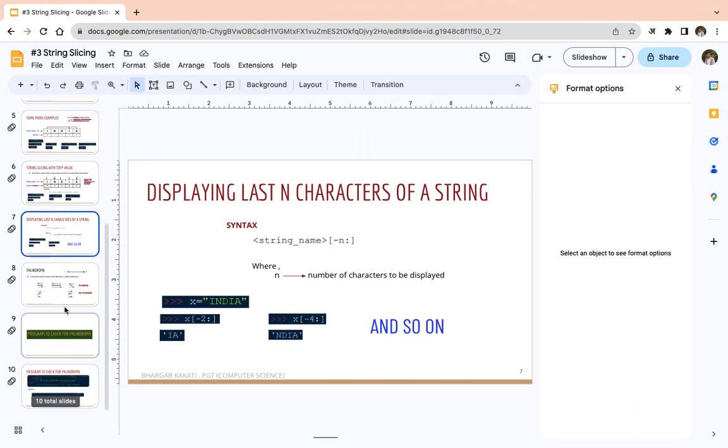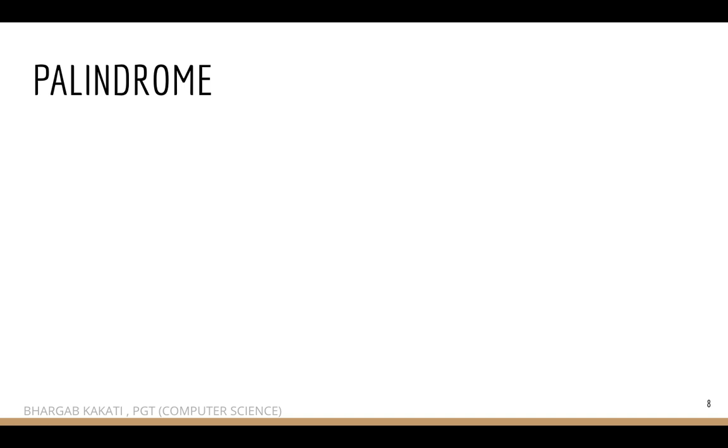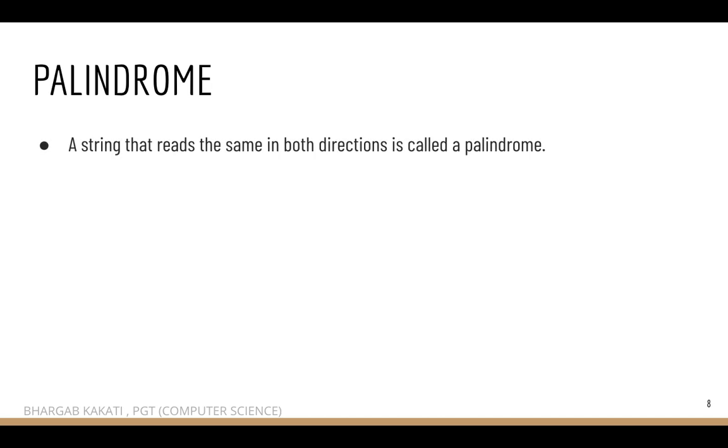Alright, let's move ahead and see the next concept, that is the concept of palindrome. Now, before going ahead, we need to know what a palindrome is. A string that reads the same in both directions is called a palindrome. So if we have a string, let's say Nayan, if I read it from left to right, it reads as Nayan. If I read it from right to left, it will read the same, that is Nayan.